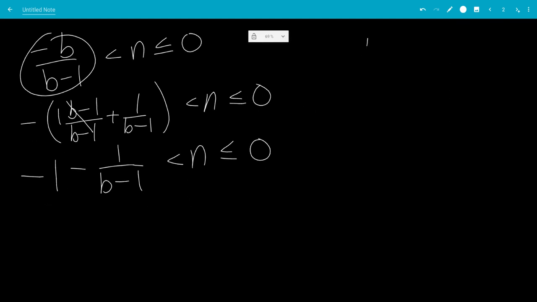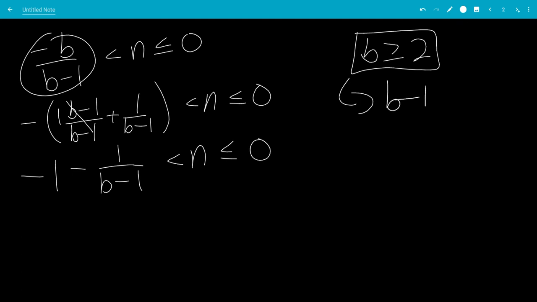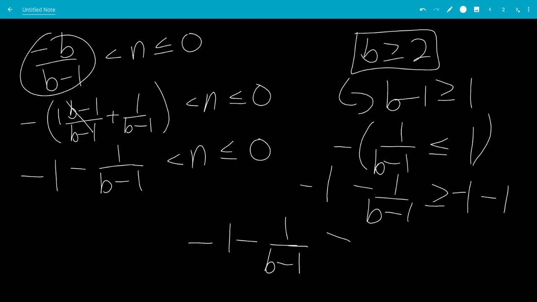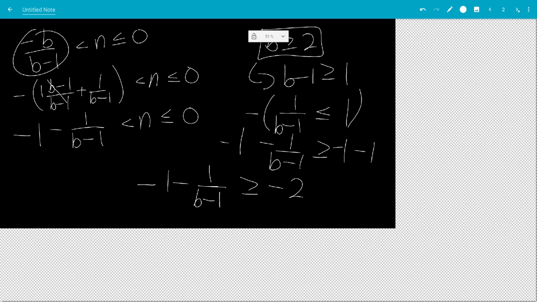But earlier we know that b is greater than or equal to 2. So this means that b minus 1 is bigger than or equal to 2 minus 1, which is 1. So 1 over b minus 1 is less than or equal to 1. When we multiply by negative, it inverts it, so negative 1 over b minus 1 is bigger than or equal to negative 1. So we're going to subtract 1. So this means that negative 1 minus 1 over b minus 1 is bigger than or equal to negative 2.